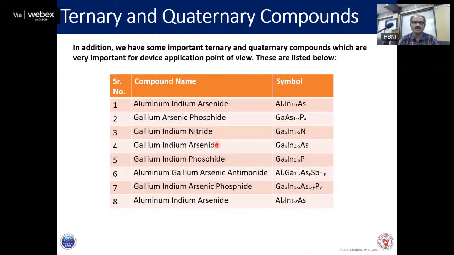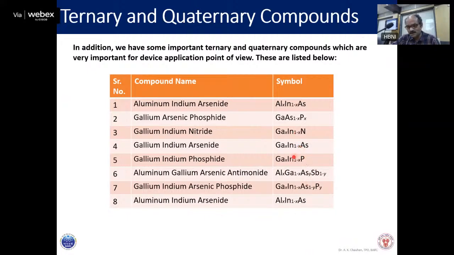Then let us see some of the ternary and quaternary compounds, which are also used in some very high-end or sophisticated devices. These are aluminium indium arsenide, gallium arsenic phosphide, gallium indium nitride, gallium indium arsenide, gallium indium phosphide, aluminium gallium arsenic antimonide, gallium indium arsenic phosphide, and aluminium indium arsenide.